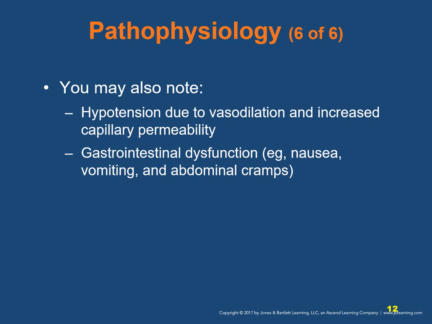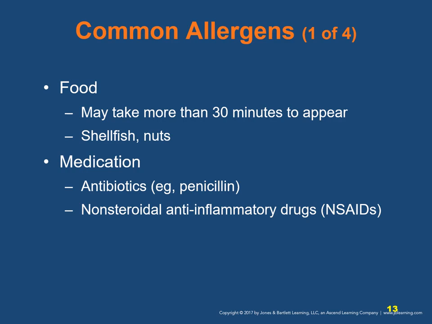An often overlooked symptom of patients experiencing allergic reaction is persistent gastrointestinal dysfunction, such as nausea, vomiting, and abdominal cramps. Common allergens. The most common allergens fall into the following 5 general categories. Food. Certain foods such as shellfish, peanuts, etc. may be the most common trigger of anaphylaxis.